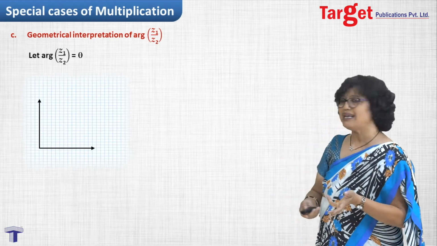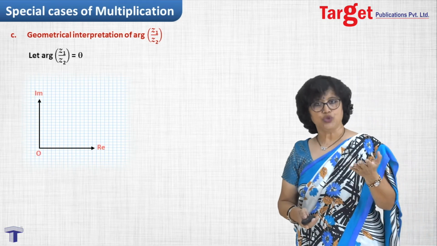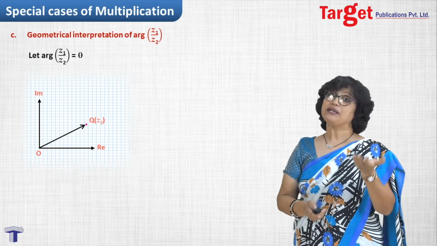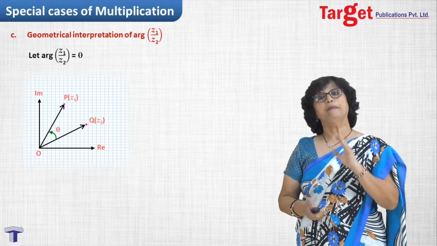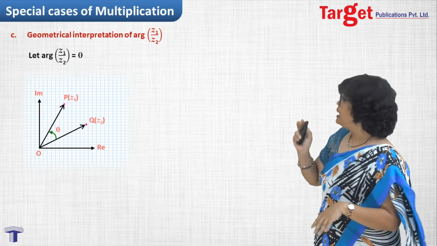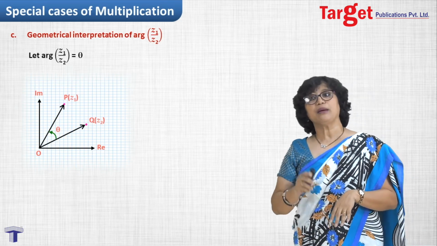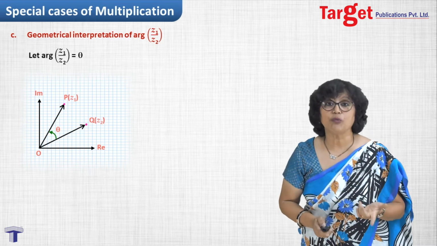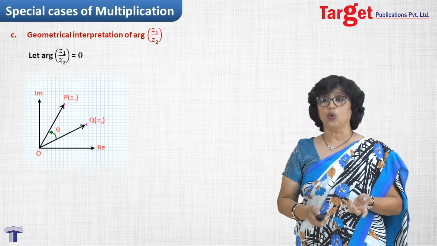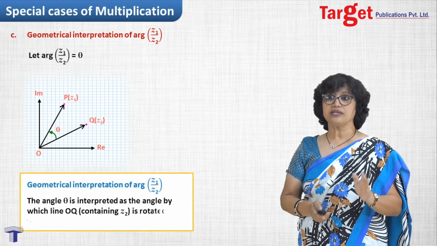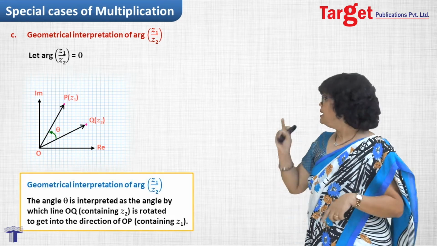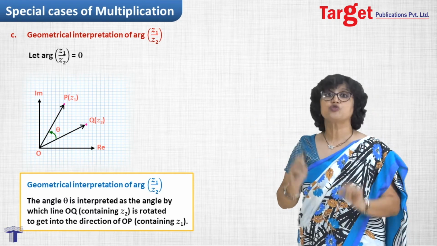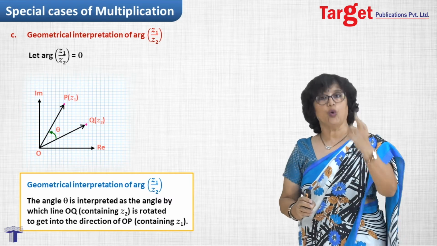Okay, so mark your real axis, imaginary axis, as we do, and I mark, suppose, position Q, which represents z2, and I mark position P, which represents z1. Then the argument of z1 upon z2, if I'm calling it theta, would be the angle between OP and OQ. Now that is the geometrical interpretation. And mind you, please, direction is important. That theta I have shown in the anti-clockwise direction. That means OQ needs to be rotated in the direction of OP, right?